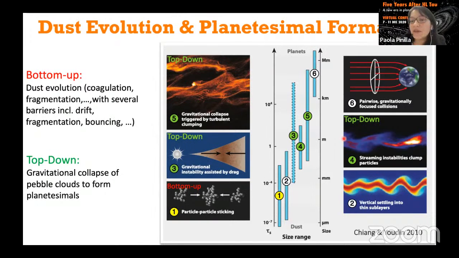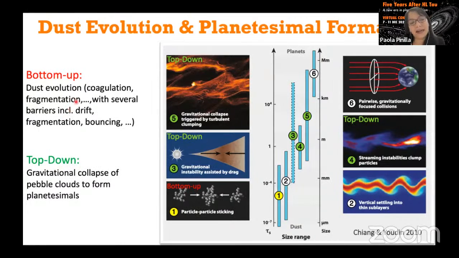And once you have grown to basically planetesimal size, due to the accretion of planetesimals, we can grow planets. And we know that this picture is a bit old because we can also have pebble accretion to form planets. So my talk is divided basically in these 2 parts, first dust evolution and then planetesimal formation. So let's start with dust evolution.